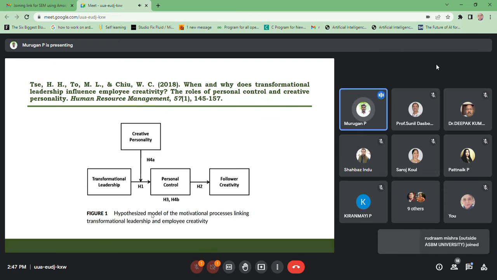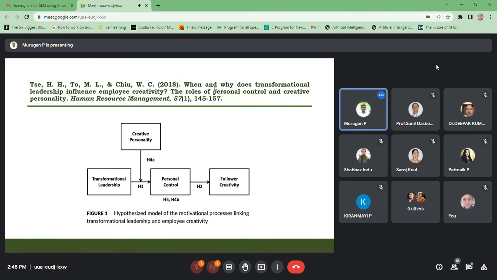This paper is coming from Human Resource Management 2018 paper again. When and why? I told you that the kind of research question we are talking about here, under the parlance of mediation and moderation, is when and why. When is related to moderation, why is related to mediation. Even in the title of the research paper itself, clearly they have stated something related to this aspect.